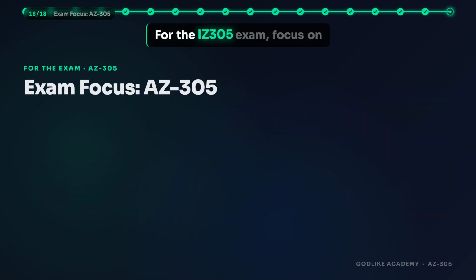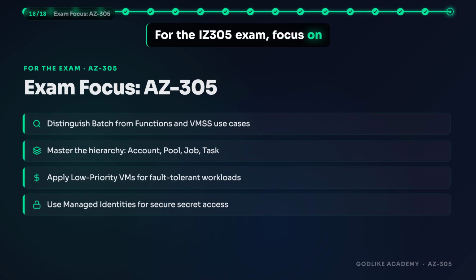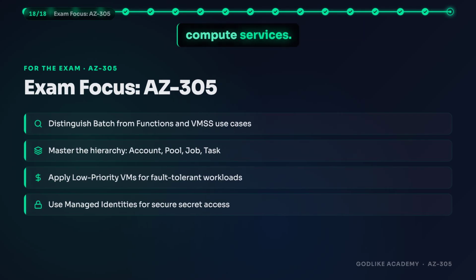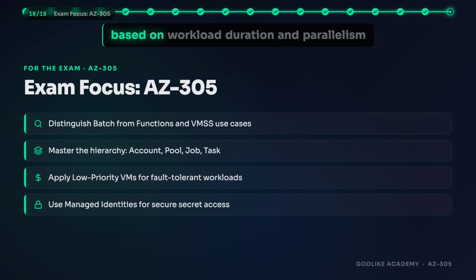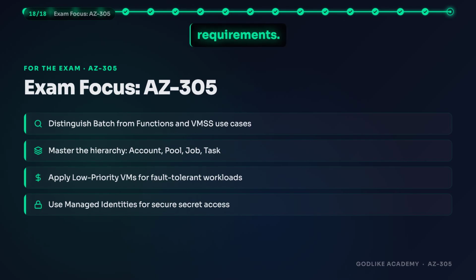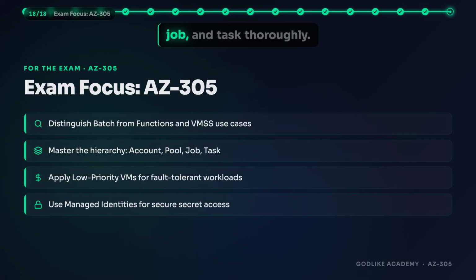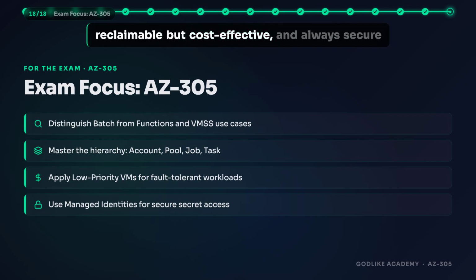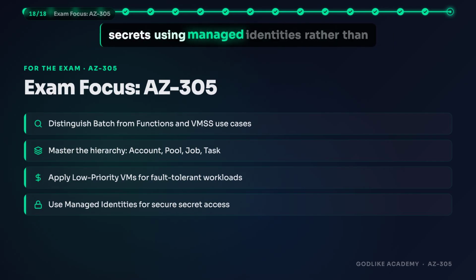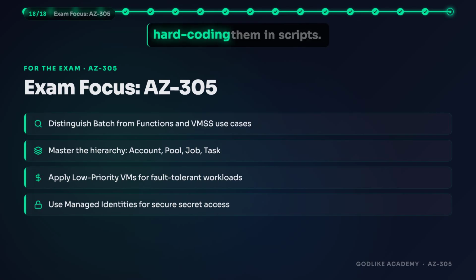For the AZ-305 exam, focus on the distinction between batch and other compute services. Know when to use batch for HPC versus Azure Functions or VMSS based on workload duration and parallelism requirements. Understand the hierarchy of account, pool, job, and task thoroughly. Remember that low-priority VMs are reclaimable but cost-effective, and always secure secrets using managed identities rather than hard-coding them in scripts.